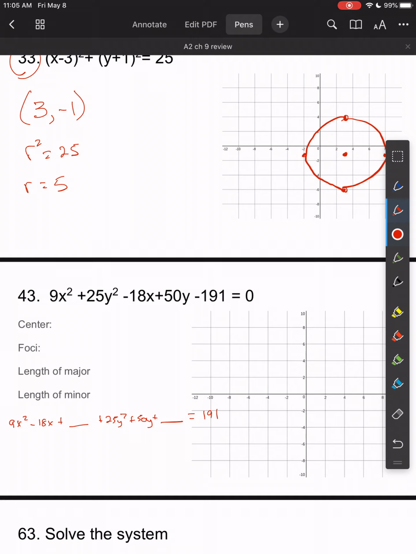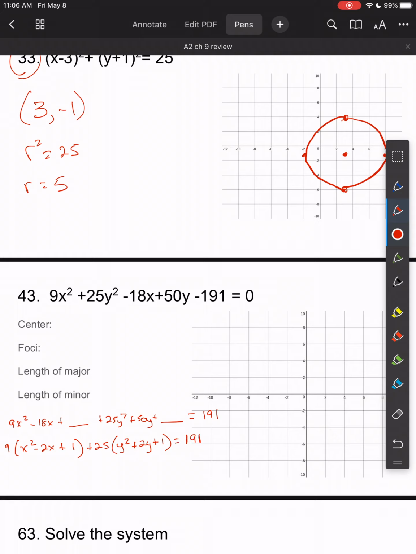To complete the square, I have to have a 1 out in front of the x squared term. In this case, I'm going to take a 9 out, and I'm left with x squared minus 2x, and it'll be plus half of negative 2, which is negative 1 squared, which is 1. Then this one, I'm going to take a 25 out, and I'm left with y squared plus 2y. Half of 2 is 1, 1 squared is 1. Is equal to 191.